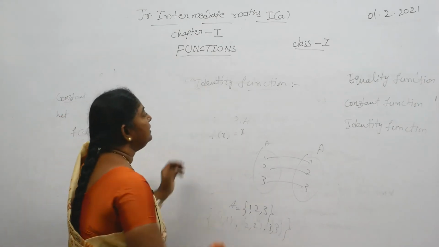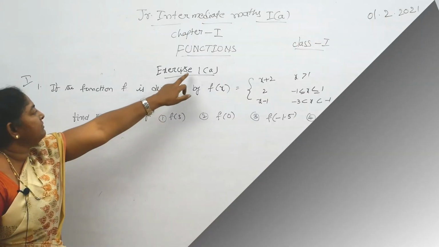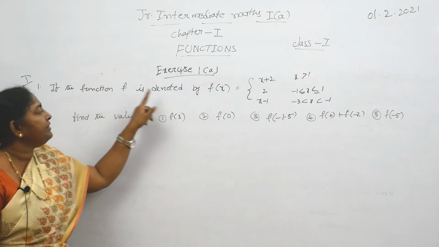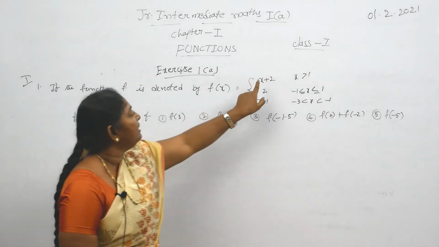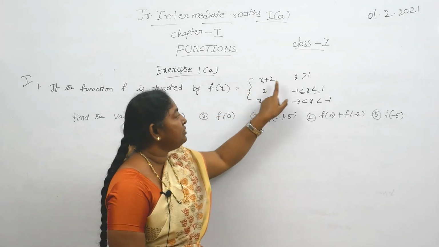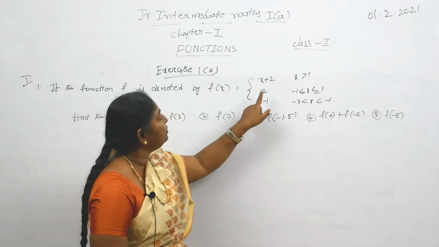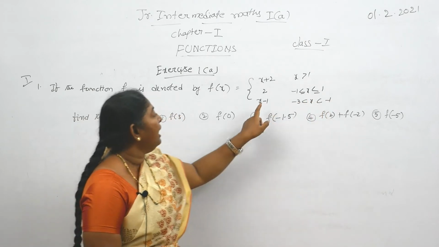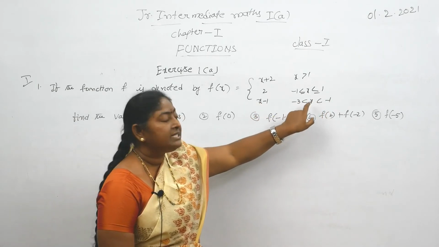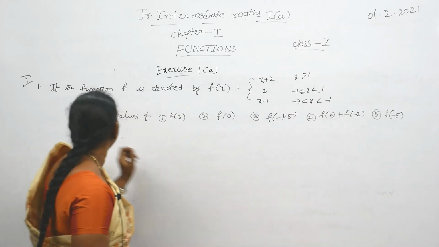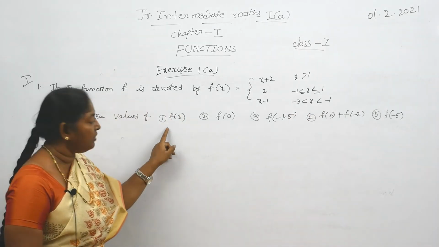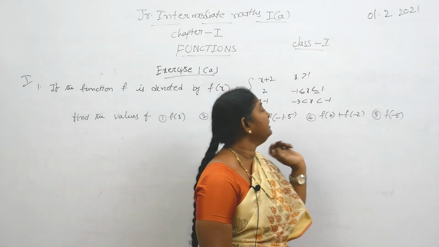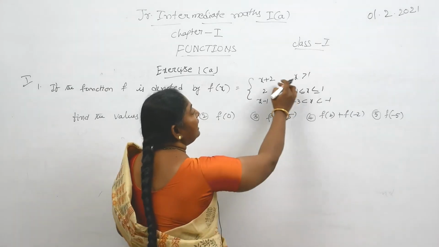Now we will discuss chapter exercise 1, problem 1a, first Roman numeral problem. If the function f is defined by f of x equals x plus 2 if x is greater than 1, 2 if minus 1 is less than or equal to x is less than or equal to 1, and x minus 1 if minus 3 is less than x is less than minus 1, then find the values of f of 3, f of 0, f of minus 1.5, and f of 2. So first, the conditions are given.